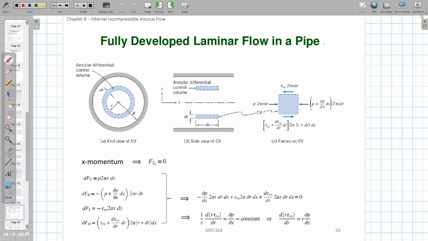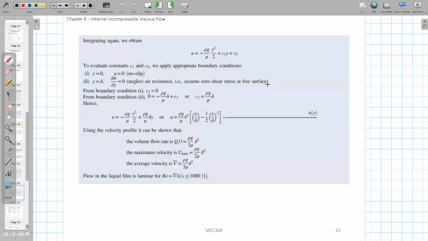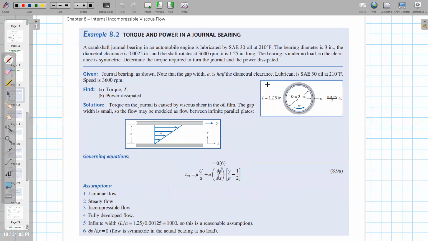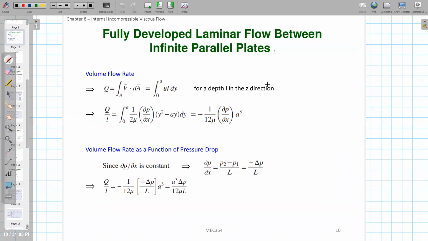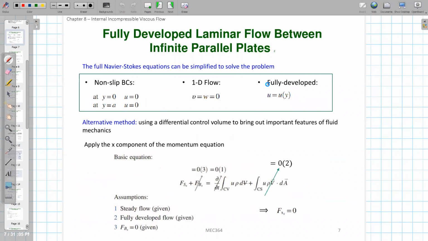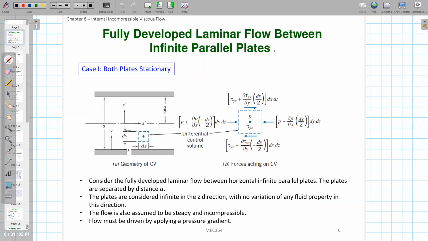The textbook follows another method. Basically, we study the x direction momentum on a differential control volume inside the flow field. Let me show you that slide. We try to see what the pressure force is on the left and right, and what the viscous stress force is on the top and bottom.